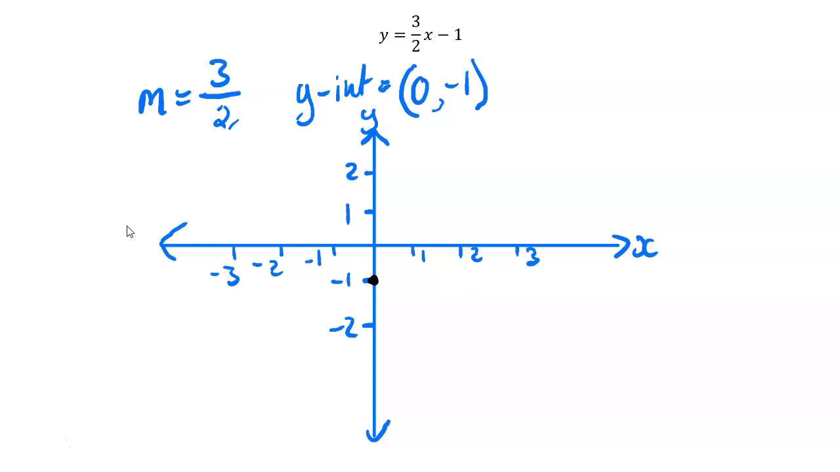Now, to get to my second point, I have to look at my gradient and go, okay, so it's rise over run. So go up 3 and across 2. So go up 3, 1, 2, 3, and across 2, 1, 2. And then we draw the line between them.